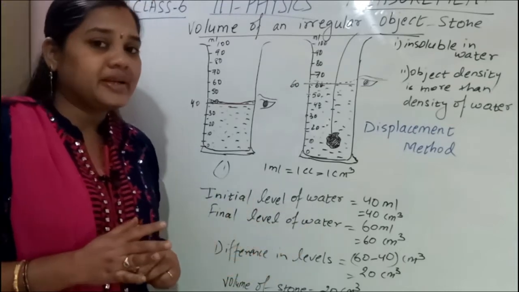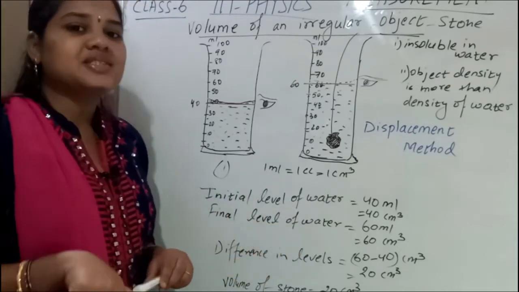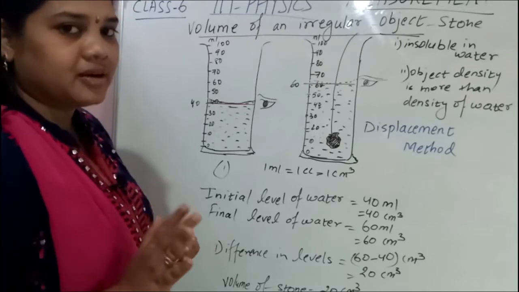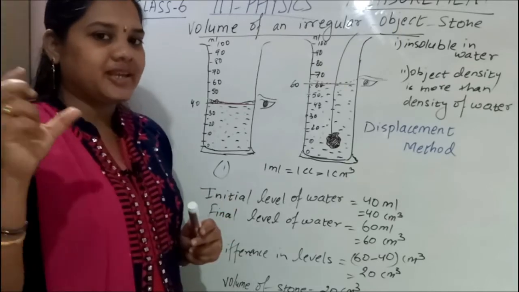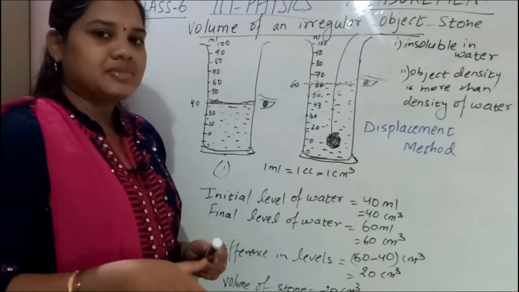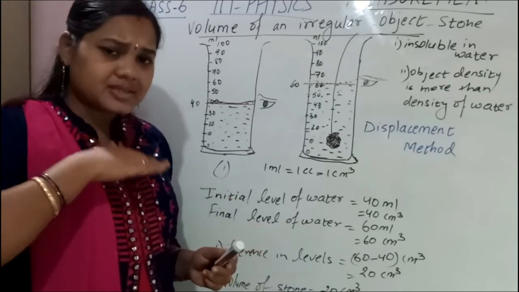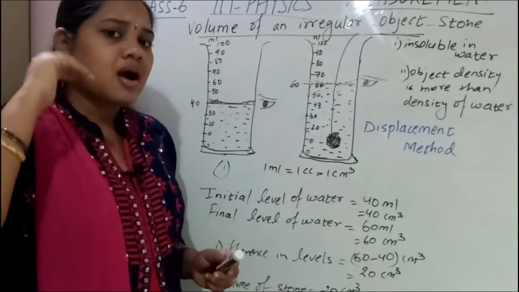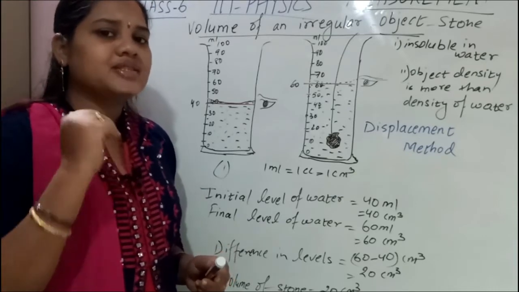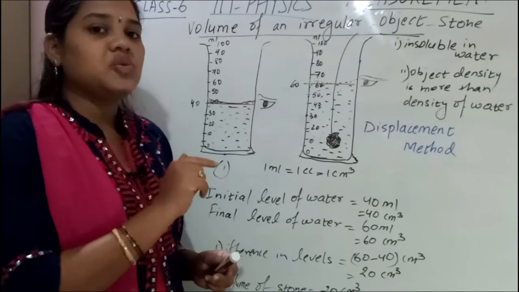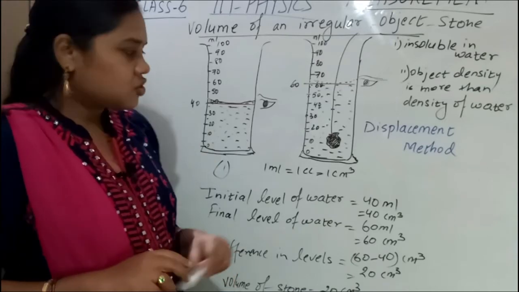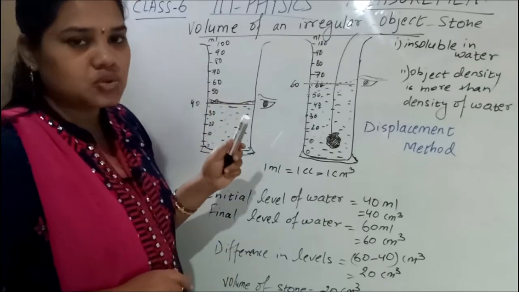How much volume does it displace? Equal to its own volume. Clear? Are you understanding? Whenever any object is completely immersed in any liquid, it displaces the liquid, meaning its level will increase. How much liquid will be displaced? Equal to the volume of that object. Clear? So here also the same method is used, that is called displacement method.